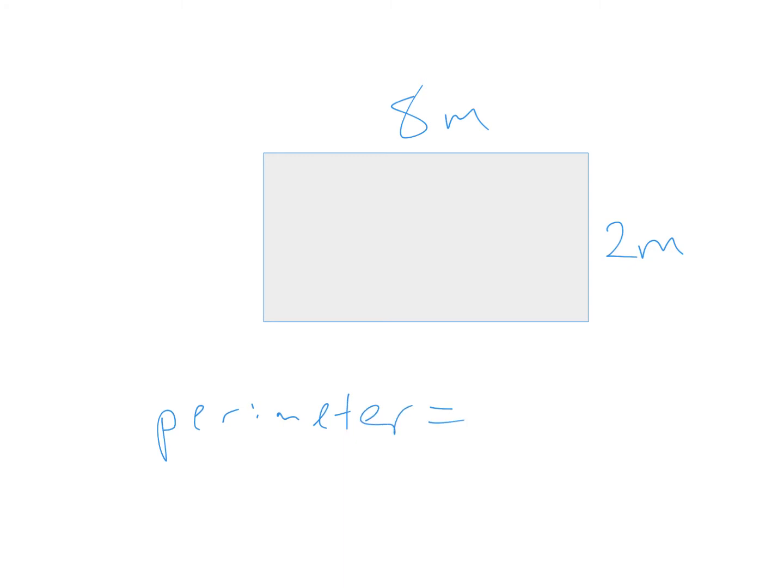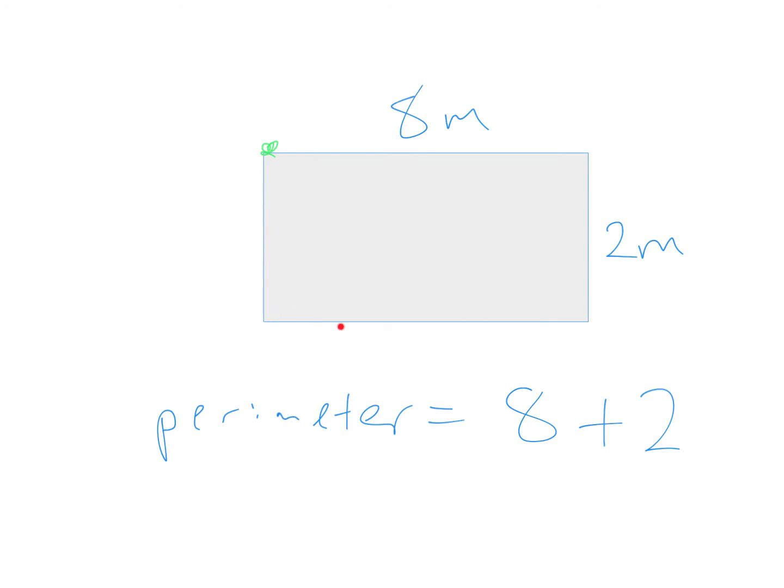Now, some people, to think of perimeter, they like to imagine if you start off at one corner, say here for example, and walk the whole length of the rectangle. So you'd walk 8 meters this way. So we're going to go 8 meters, then 2 meters down here. So 2 meters down this way, then 8 meters back here.